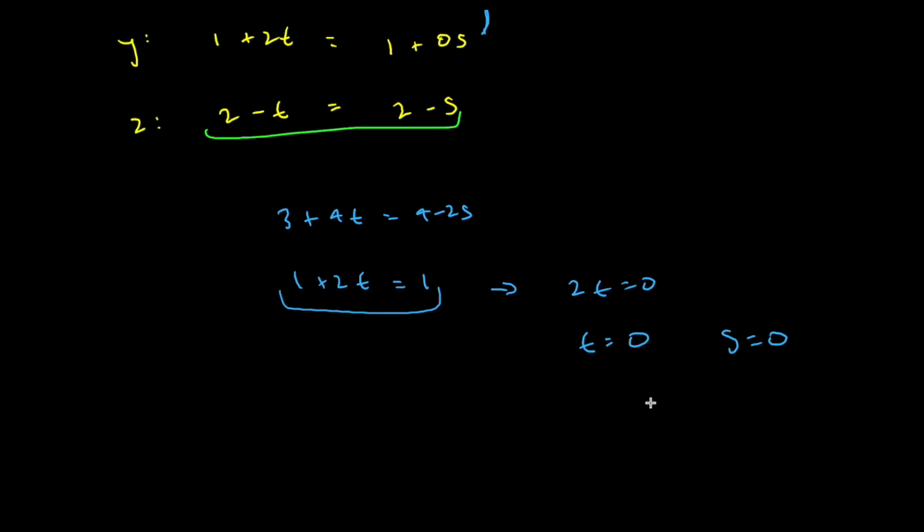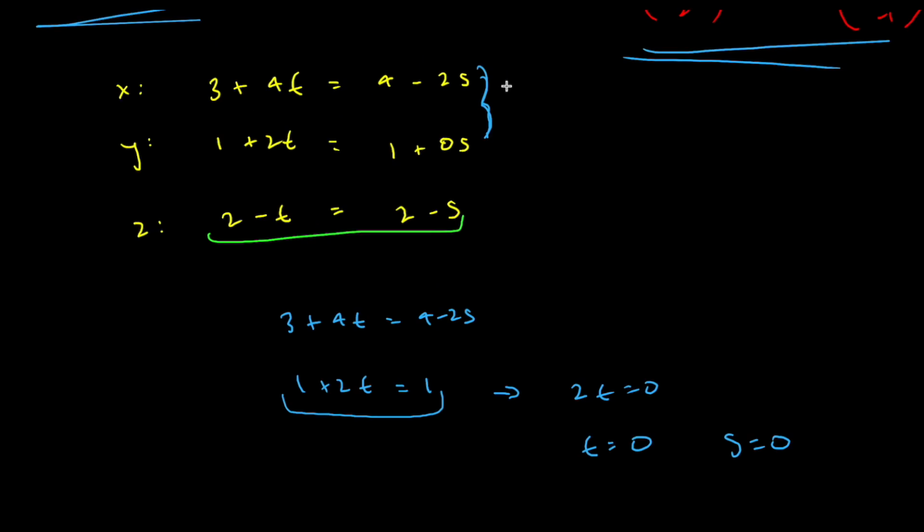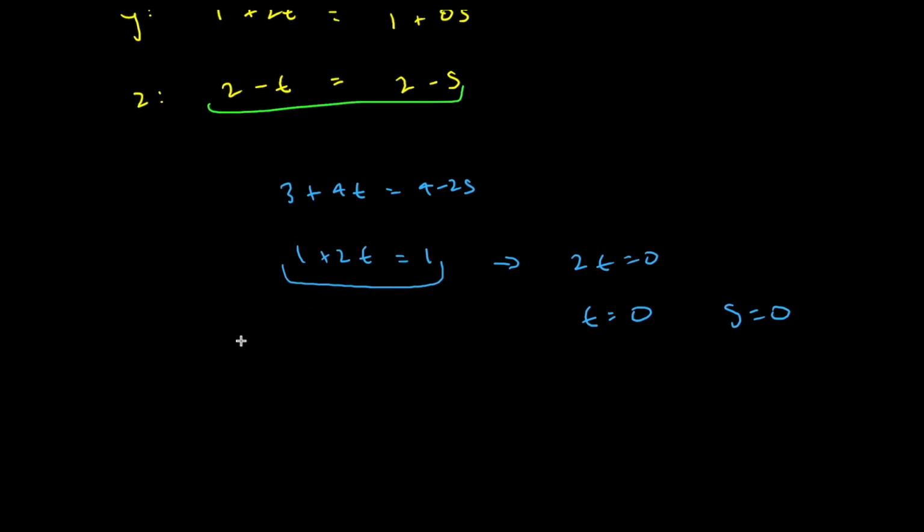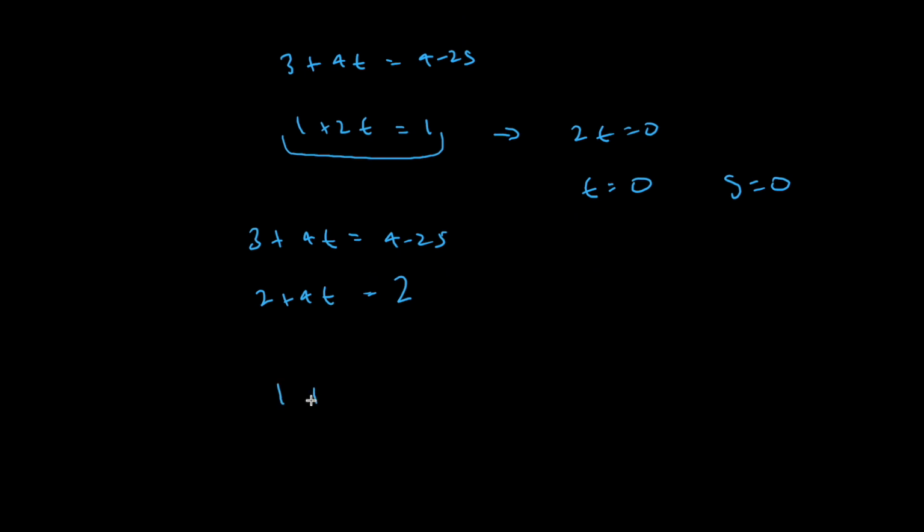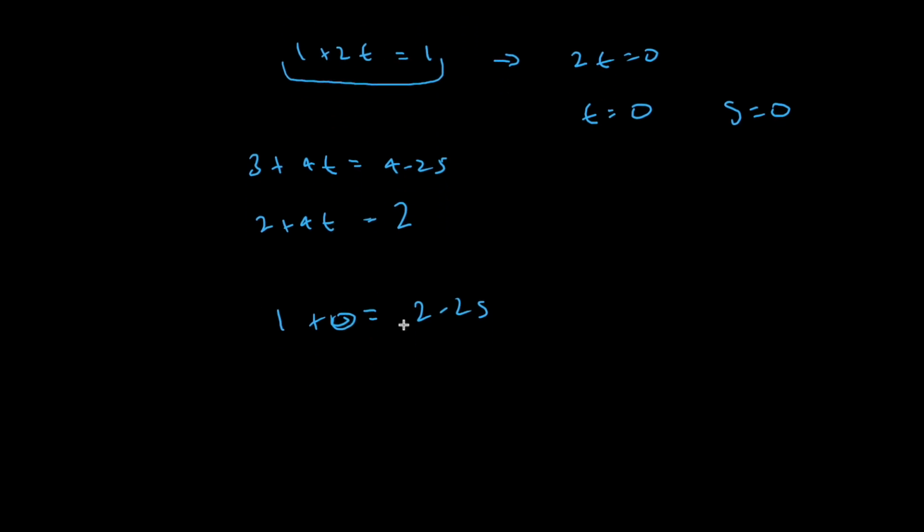All right, so I know that t is equal to 0, and that means s is equal to 0. Well, just to check my work, I'll also do it with systems of equations instead of just focusing on one equation. I can multiply this bottom equation by 2, and then I can subtract. 1 plus 0 is equal to 2 minus 2s. So I have negative 1 is equal to negative 2s. So s is equal to 1/2.